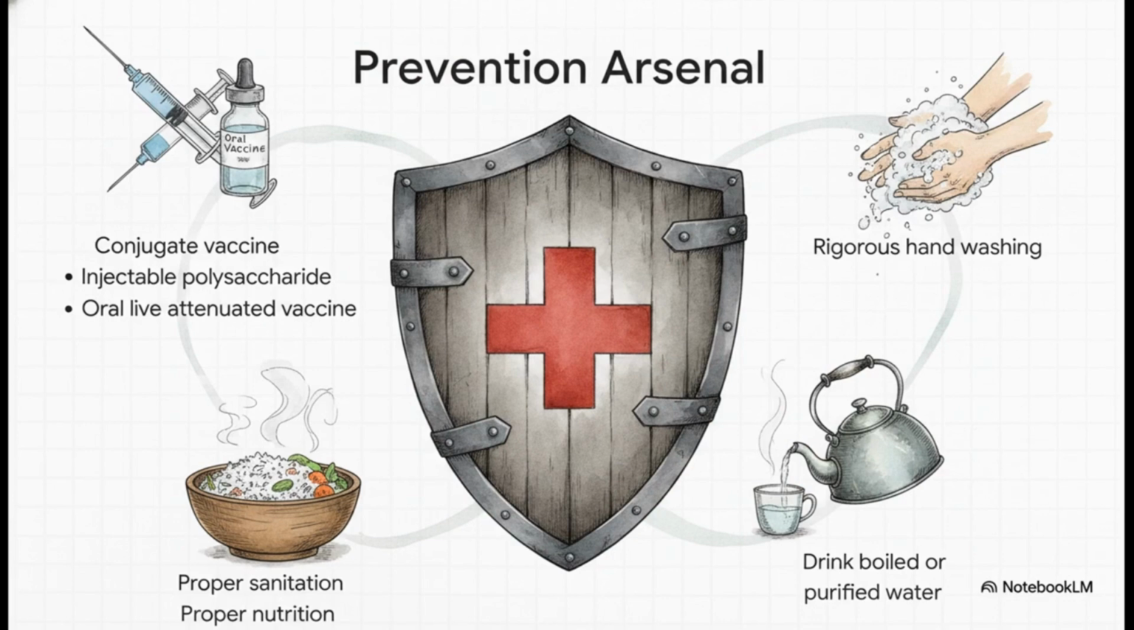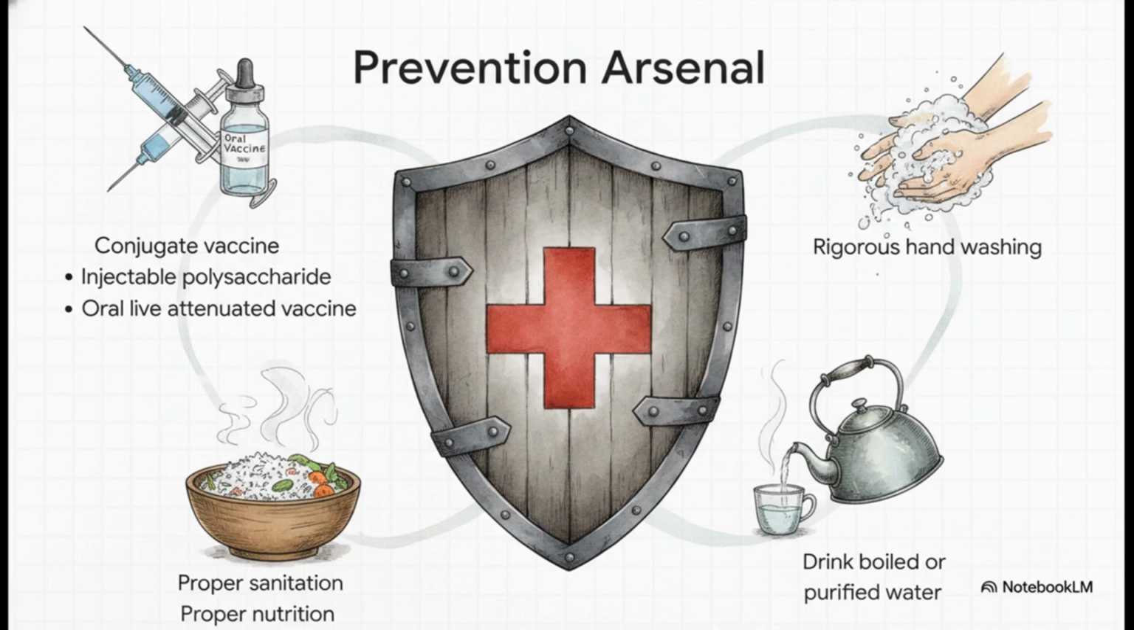Personal hygiene starts with simple, proper personal hygiene, rigorous hand washing, drinking only boiled or purified water, and eating freshly cooked, piping hot food. Community level, proper sanitation and sewage disposal are simply mandatory. Vaccines. We have highly effective vaccines, including conjugate, injectable polysaccharide, and oral live attenuated vaccines. These provide significant necessary protection, especially for travelers and young children living in high-risk endemic regions.